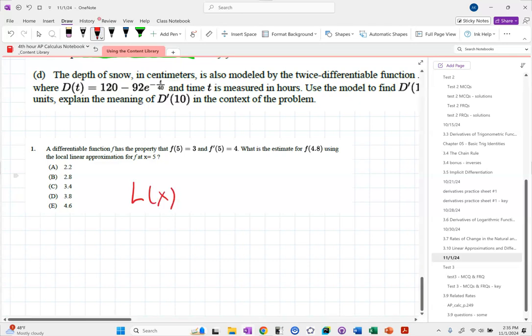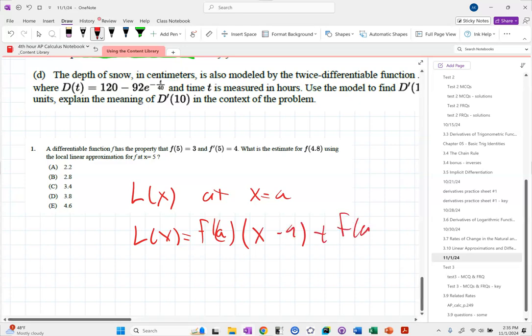So the linearization at x equals a is going to be f prime of a times x minus a plus f of a. So in our case, that's going to be 4 times x minus 5 plus 3. And then I'm just plugging 4.8 into that and getting a decimal.